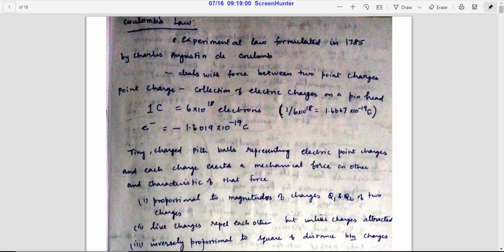Now, Coulomb's law. Coulomb's law is a law which deals with the force between 2 point charges. First, what do you mean by a charge? A charge is an electromagnetic interaction with the matter. So a charge is a particle that is going to interact with the matter with the electromagnetic interactions.